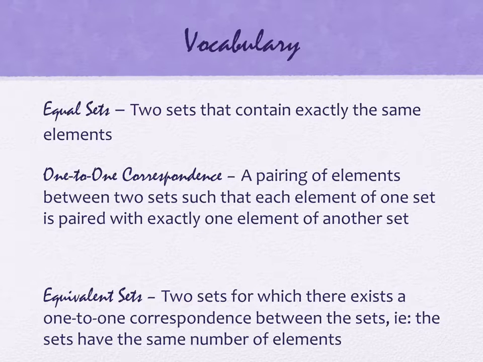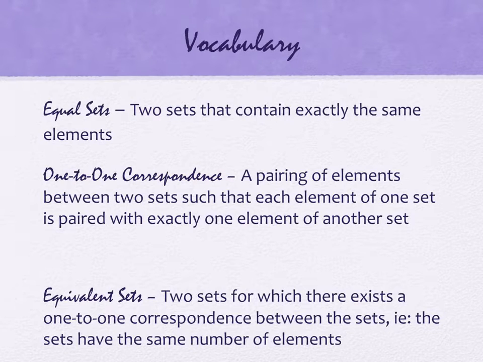A one-to-one correspondence is a pairing of elements between two sets such that each element of one set is paired exactly with the elements of another set. So one-to-one correspondence means they have to have the same number, right? If I have 5 people in my family, you have 5 people in your family, then we can somehow pair people off one-to-one. And then equivalent sets are two sets for which there exists a one-to-one correspondence, right? That's the idea that they have the same number of things. So two sets are equivalent when they have the same number of elements.